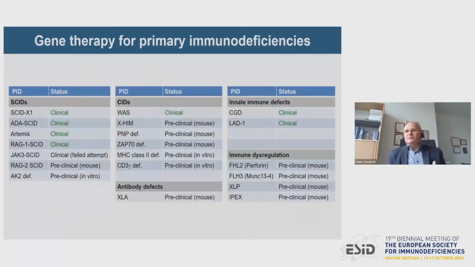But over the past 20 years or so, many of these approaches have transitioned to the clinical phase. And as you can see here, the majority of the diseases for which clinical applications are available are forms of severe combined immunodeficiency, which is reasonable, given that these are the most severe forms of immunodeficiency. But we also have Wiskott-Aldrich syndrome and forms of innate immune defects like chronic granulomatous disease and leukocyte adhesion deficiency type 1 that have been treated clinically with gene therapy protocols.